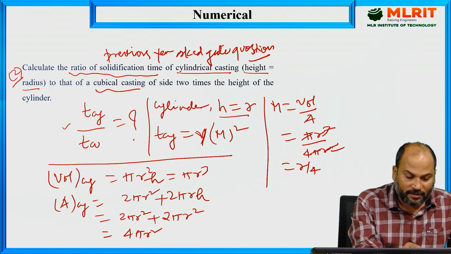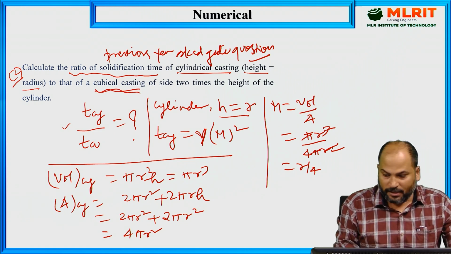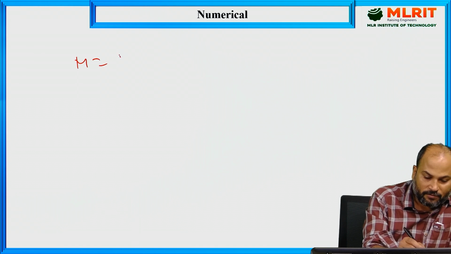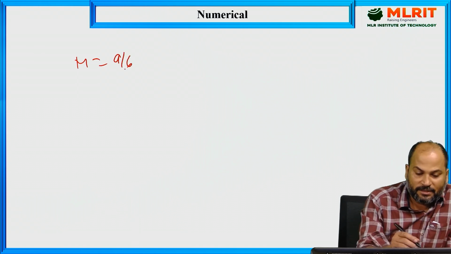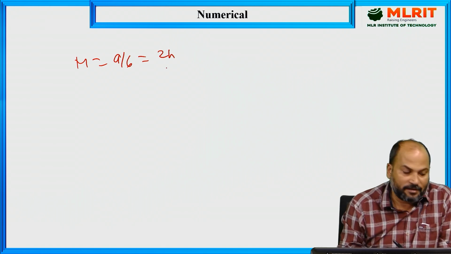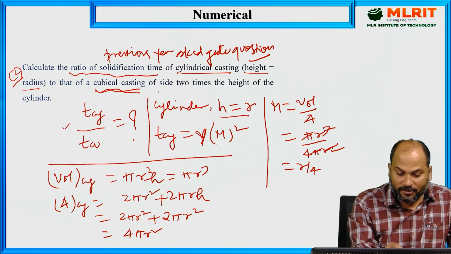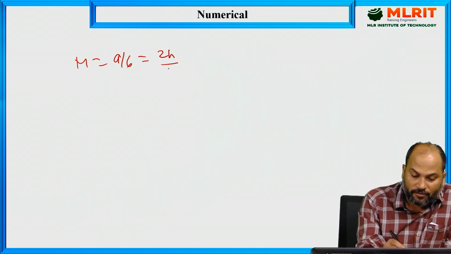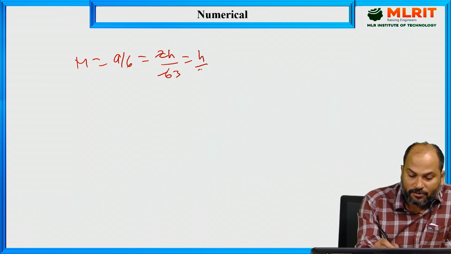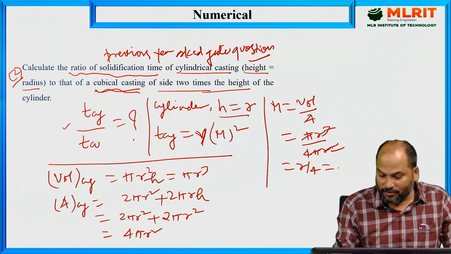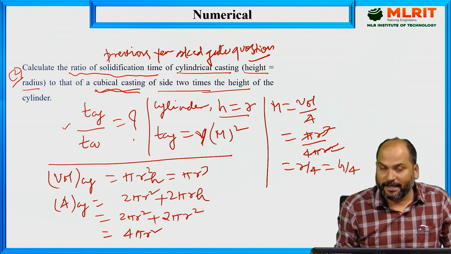Now we take the second case, the cubical casting. In the case of a cube, we know the modulus is equal to side length upon 6, and this side length in the problem is given as twice the height of the cylinder. You can see here it is clearly given as 2 times the height of the cylinder. So you can write 2h upon 6, which is h upon 3. And for the cylinder it is r by 4, so as r is equal to h, in terms of h we can write h upon 4.